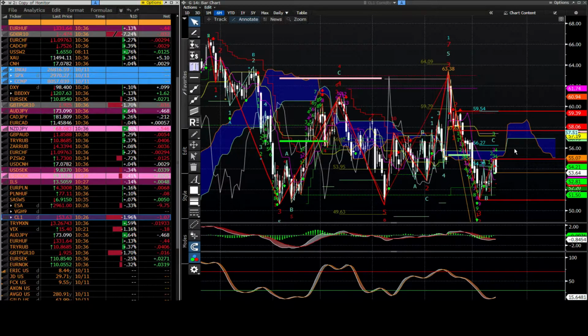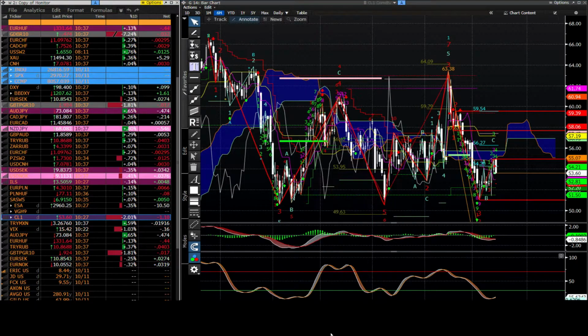If you look at the bigger picture here, I think the next big level to the upside is between 56 and 57.20. And so that's the level that I will really focus on for oil prices.